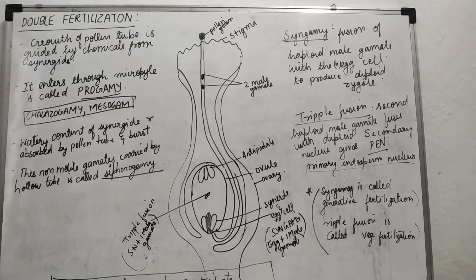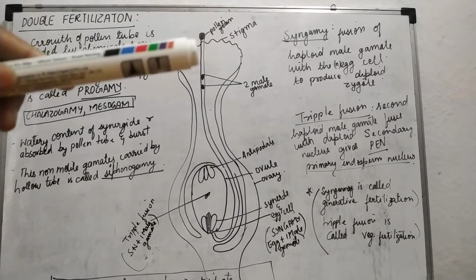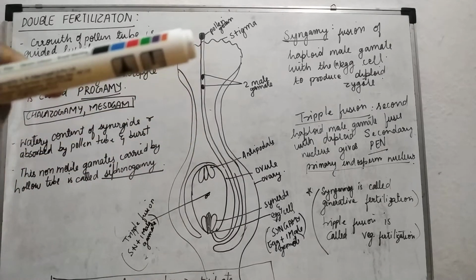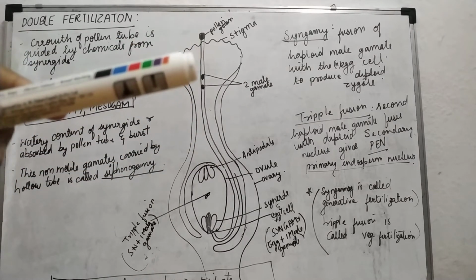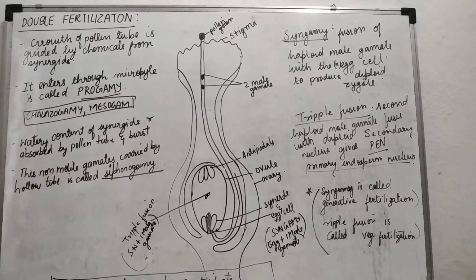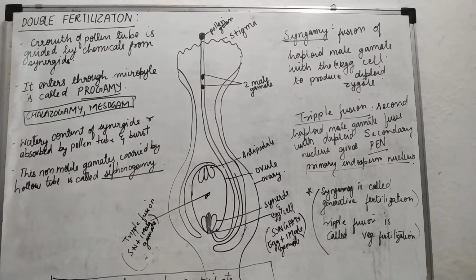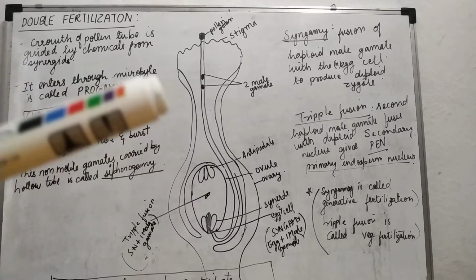Now the process starts. Once it is deposited, the stigma has certain sticky or nutritive substances that allow the pollen grain to produce the pollen tube. You can see this is the pollen tube, the outgrowth shown here, which develops from the pollen grain. The growth of the pollen tube is guided by chemicals. Once the pollen grain develops its pollen tube, it contains two male gametes.